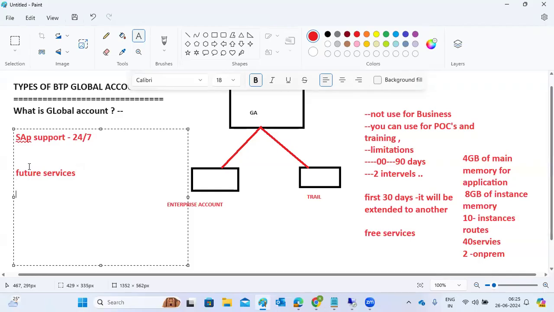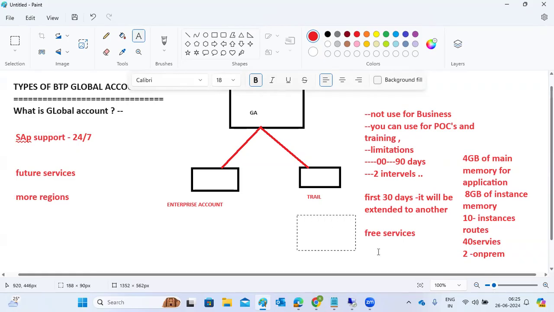In the enterprise account, you can deploy enterprise account related services on any region. More regions are available here, in whichever data center you require. But the trial account has only two regions; only limited regions are available. Regions means limited data centers are available to deploy your applications. But in the enterprise account, more regions are available to deploy your applications.